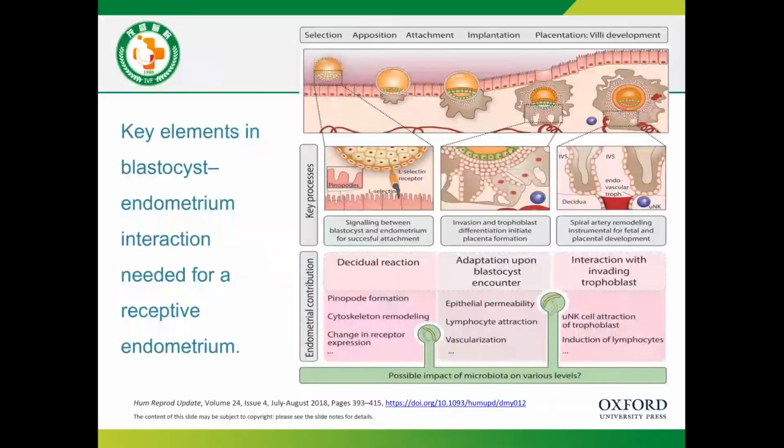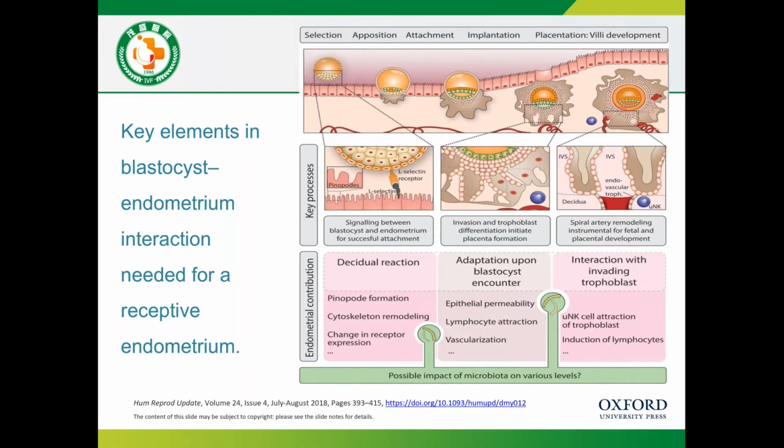So, illustration of key elements in blastocyst-endometrial interaction is needed for a receptive endometrium. Due to its important contribution during early pregnancy, the endometrium is key to a healthy pregnancy. During the window of opportunity, like we know, day 19 to 24 of the menstrual cycle, the endometrium resides in a receptive state that allows selection, apposition, and attachment of a healthy blastocyst.